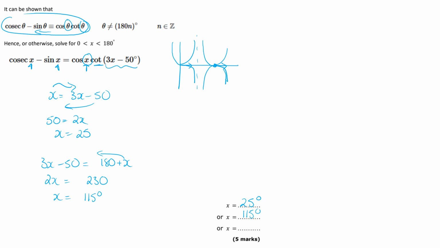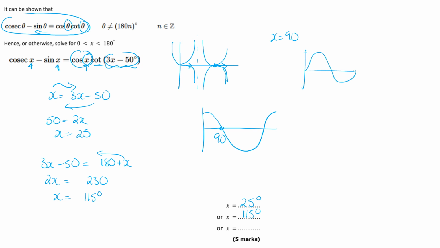And then if we think about the cos graph, the cos of 90 is equal to 0. So if we set x is equal to 90, then it doesn't matter what this bracket is going to be, because we're going to have cos 90 is equal to 0. So the right hand side will be 0. But what about the left hand side? If we think about sine of 90, which is 1.